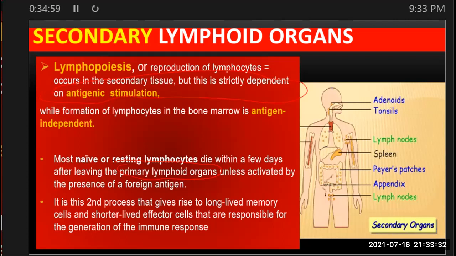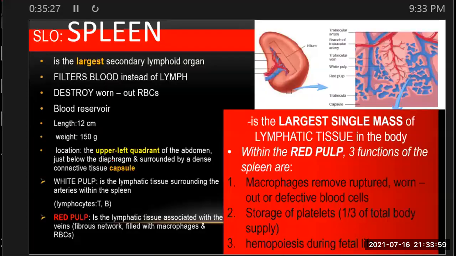A naive T cell is considered immature and, unlike activated or memory T cells, has not encountered its cognate antigen within the periphery. In short, naive means no previous exposure to an antigen; it doesn't have experience. So it is in the second process that gives rise to long-lived memory cells and shorter-lived effector cells that are responsible for the generation of the immune response.